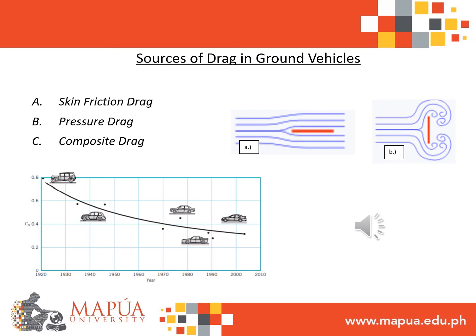Another source of drag is pressure drag. Pressure drag is a component of total drag that is due directly to the pressure induced on an object. The pressure drag is also called the form drag because it is dependent on the form or shape of the object.